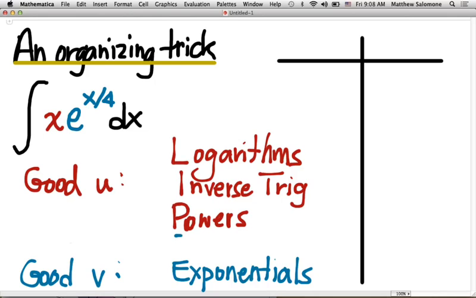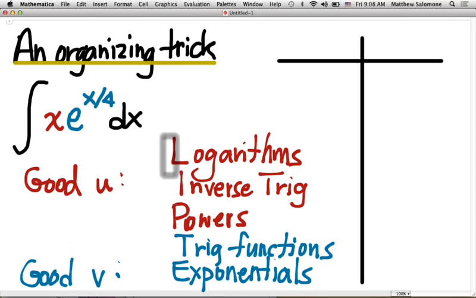And then finally, the forward trig functions, sine, cosine, and tangent, especially sine and cosine, are pretty easy to take antiderivatives of. Antiderivative of sine is minus cosine. Antiderivative of cosine is sine. So because those are fairly simple to take antiderivatives of, we tend to pick them for v. And this creates a little acronym, LIPT, that people occasionally will use to try to decide what to make what in integration by parts. So you want to find your u's as high on the list as possible and find your v's as low on the list as possible.